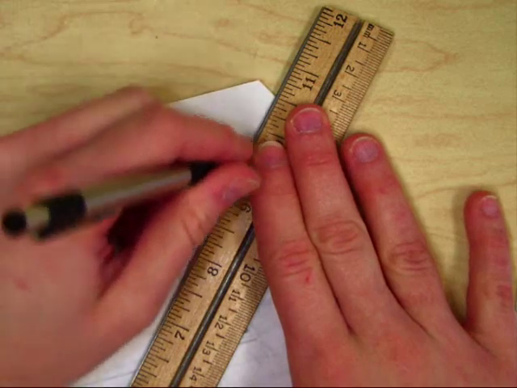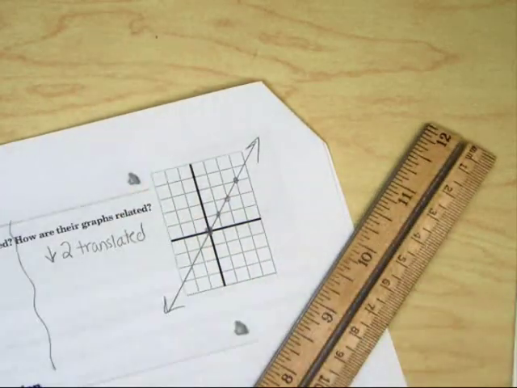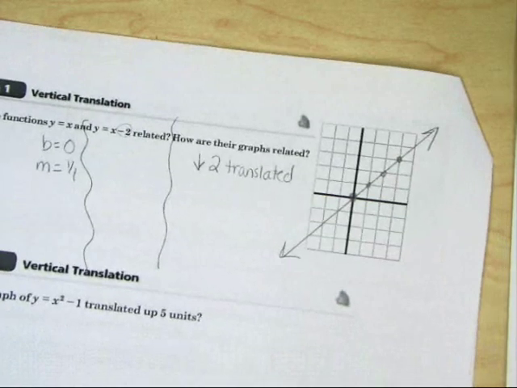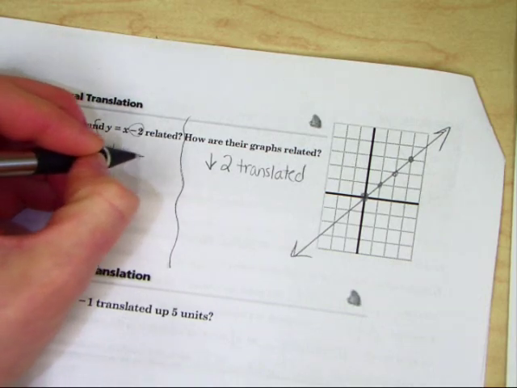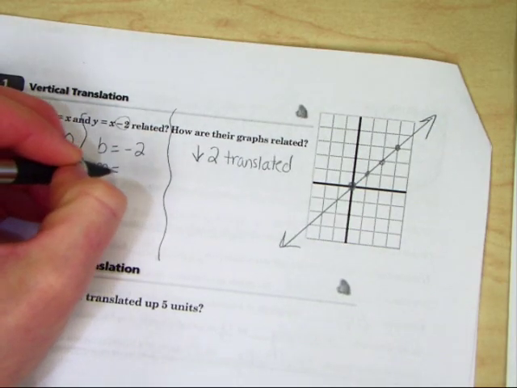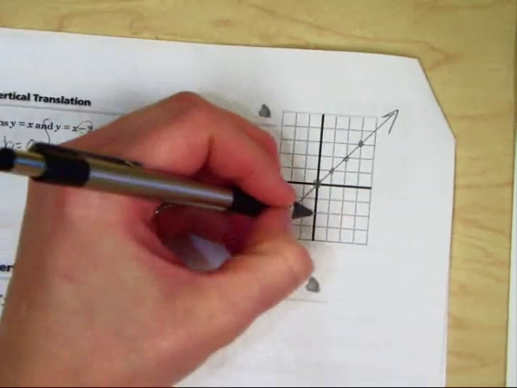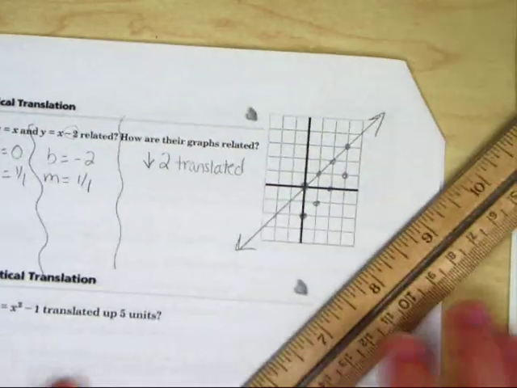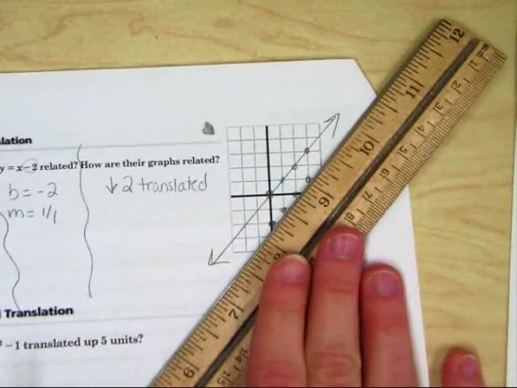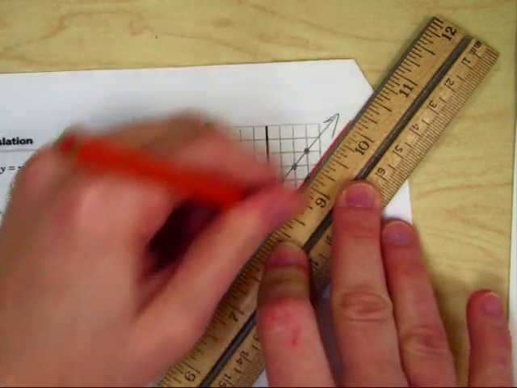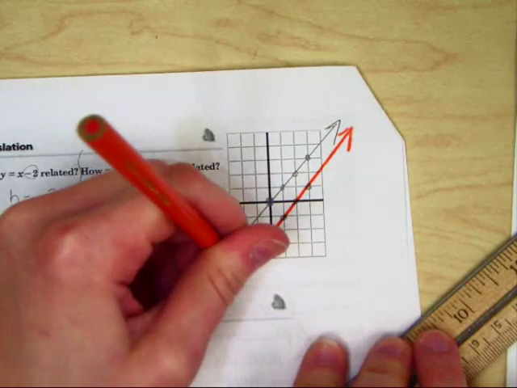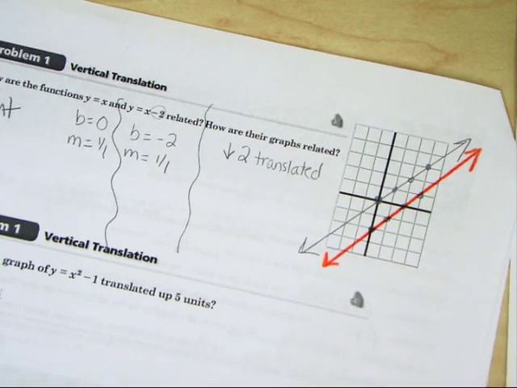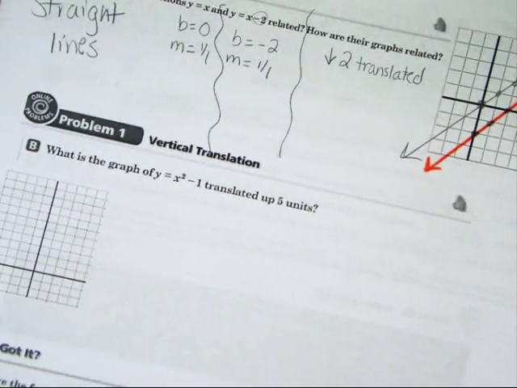Now if you have 2 different colors, that might be helpful for you at home. I'm going to get a colored pencil so you can see the difference of the other one. Alright, now let's graph this one. The b this time is negative 2. The slope remains 1 over 1. So let's graph it. Go down 2, up 1 over 1, up 1 over 1, up 1 over 1. So you can see that they are parallel lines, right? But you should notice that the orange line has been moved down 2 units. Translated down 2 units.